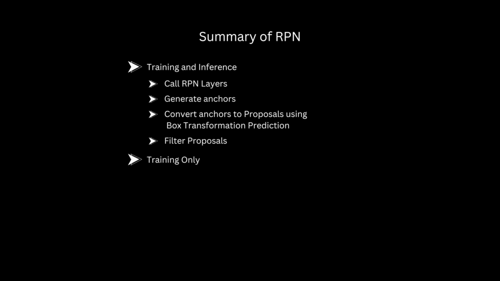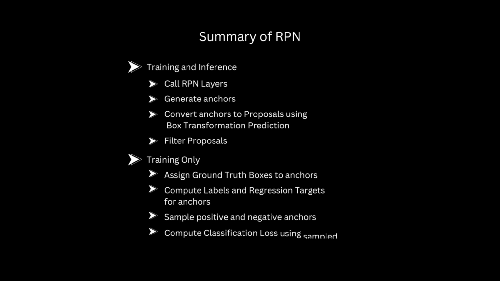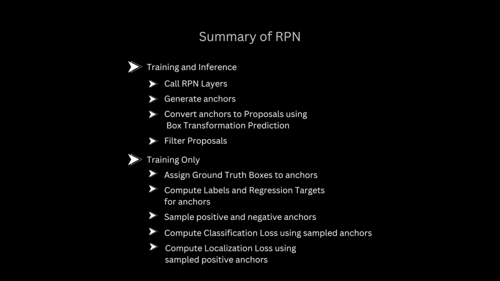However, if we are in training, we additionally need to assign ground truth boxes to these anchors. Using these assignments, compute their classification and regression targets, which the 1x1 convolution layers are supposed to predict. Sample positive and negative anchors, and for all the sampled anchors, compute classification loss, and for the sampled positive anchors, compute the localization loss. Next, we'll get into building the ROI head, which will have all the detection specific layers.